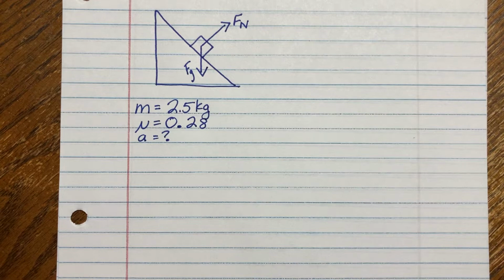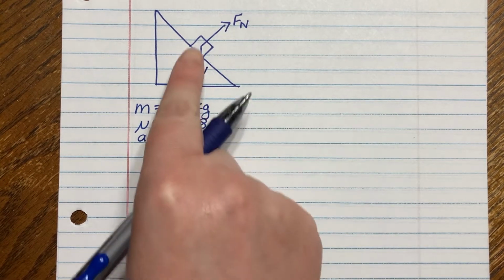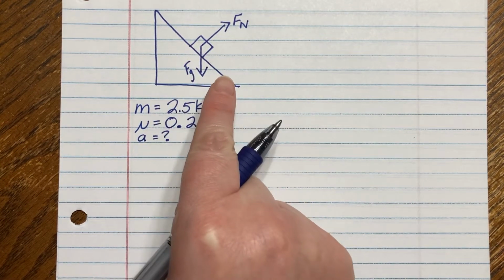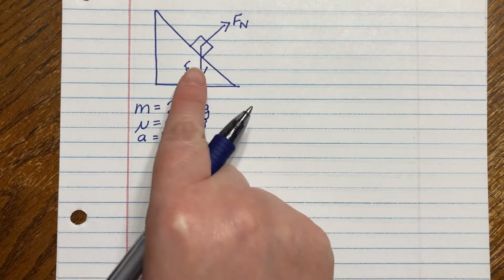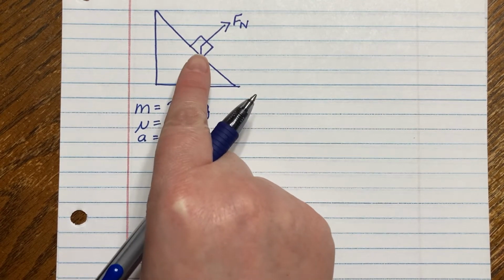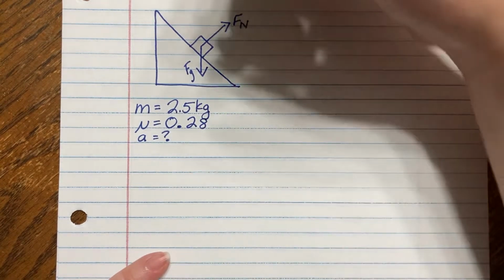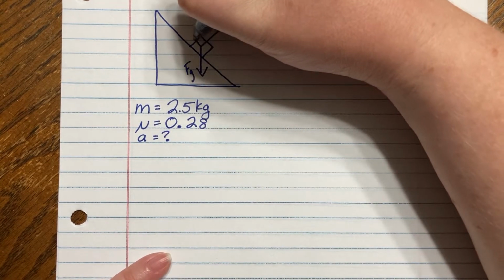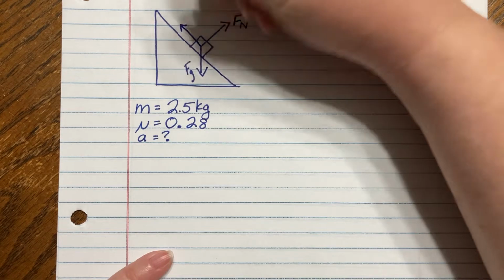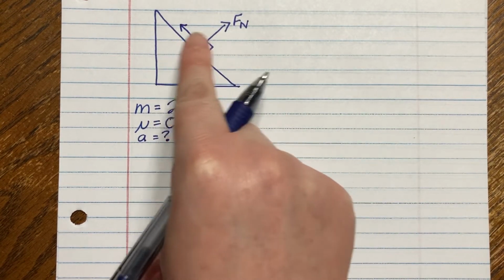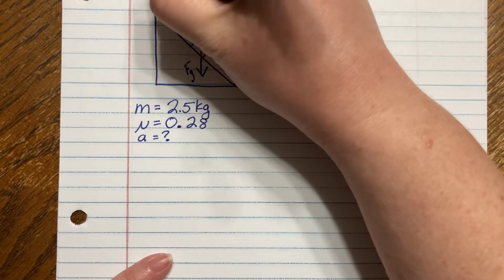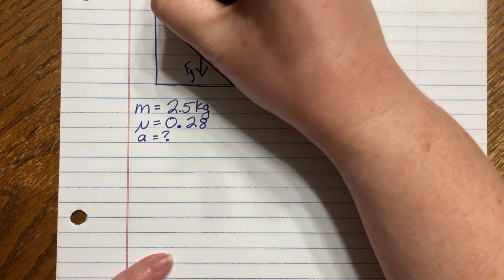And then I'm going down the ramp. There's nothing pushing me down the ramp. Gravity is partly pushing me down the ramp. I'm not applying a force, so nothing's going to point down the ramp. But if I'm going down the ramp, friction points up the ramp. Your friction and your normal force are always perpendicular. The friction's always going to be parallel to the surface.